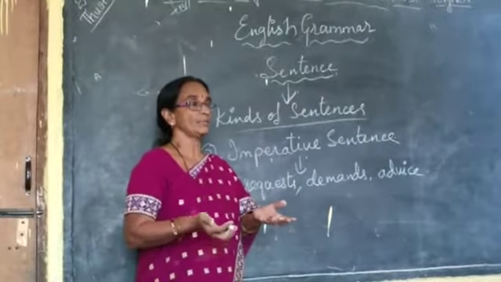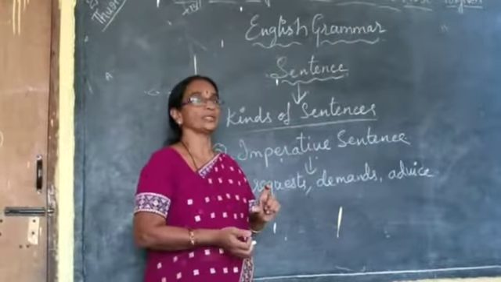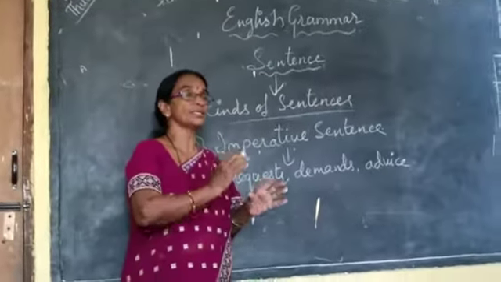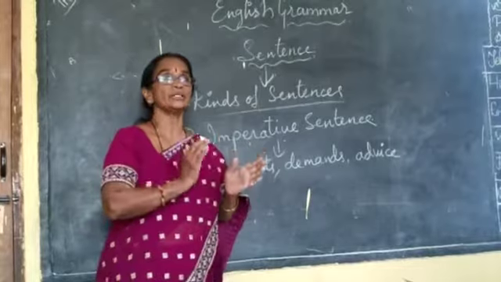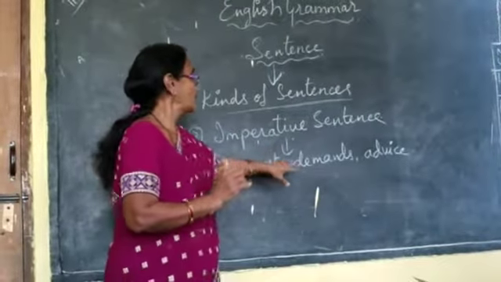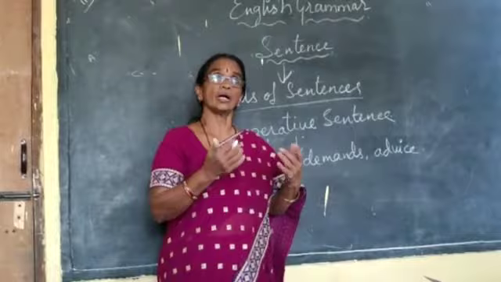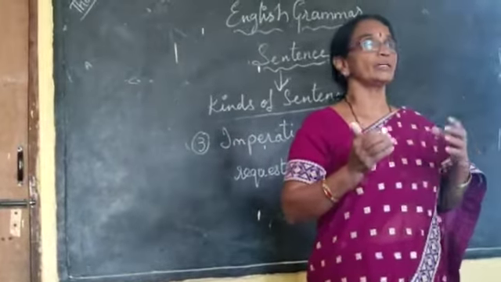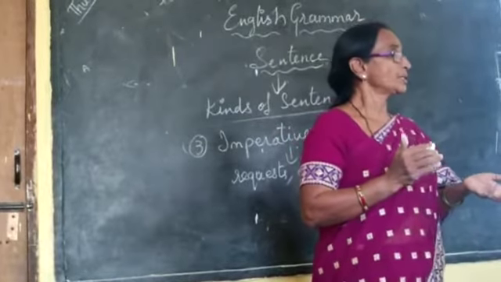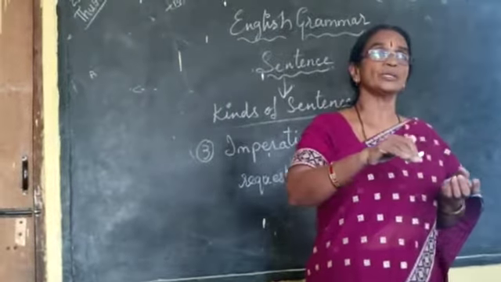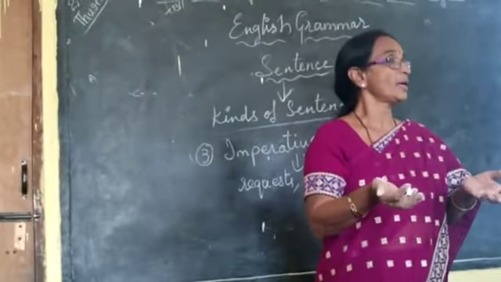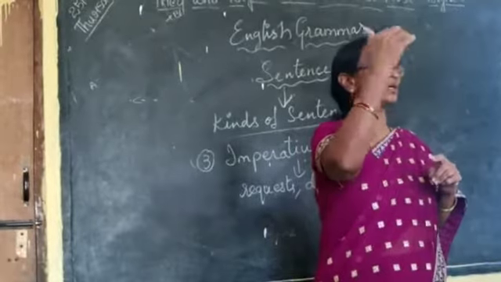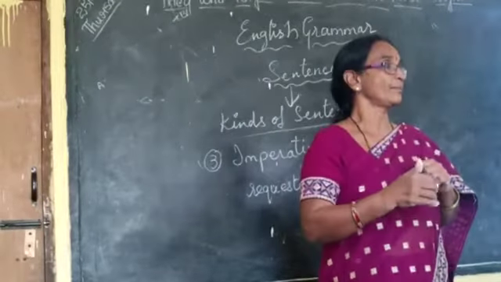Like we are requesting something. Please give me a glass of water. That is a request. When we use please, it becomes a request. Next, demands or commands. Commanding means how we command. The police commands other persons. The minister commands the police. Teacher commands children, sit down. When teacher says sit down, that is the commanding. Teacher is commanding you to sit.